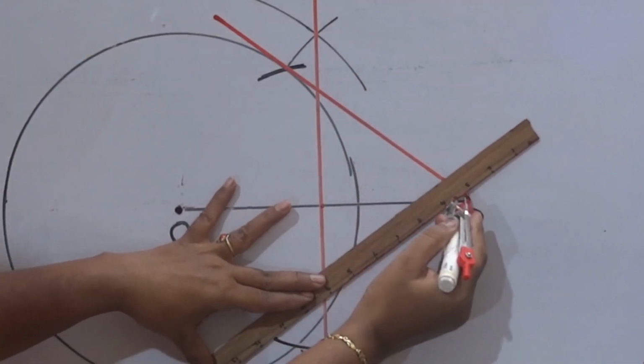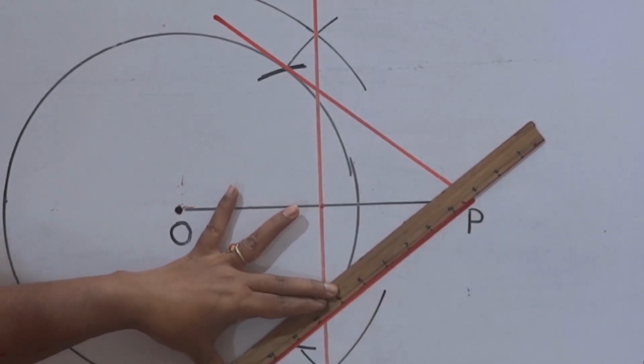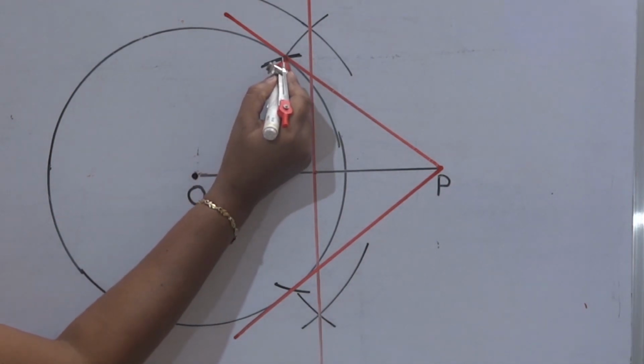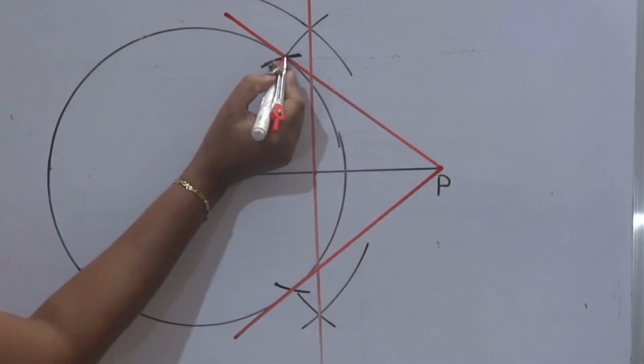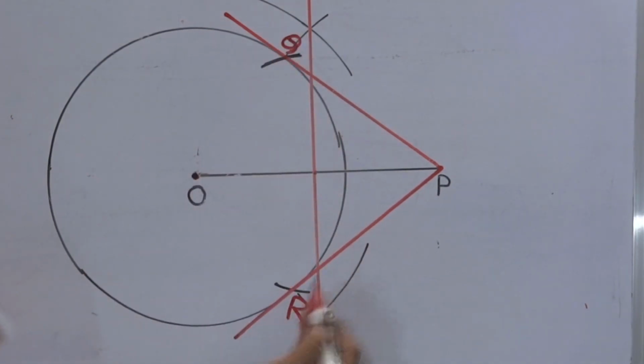Similarly, draw one more tangent from P to the lower side of the circle. If you want, you can join this point to the center and give some names, P, Q, R. Now PQ and PR are the tangents.